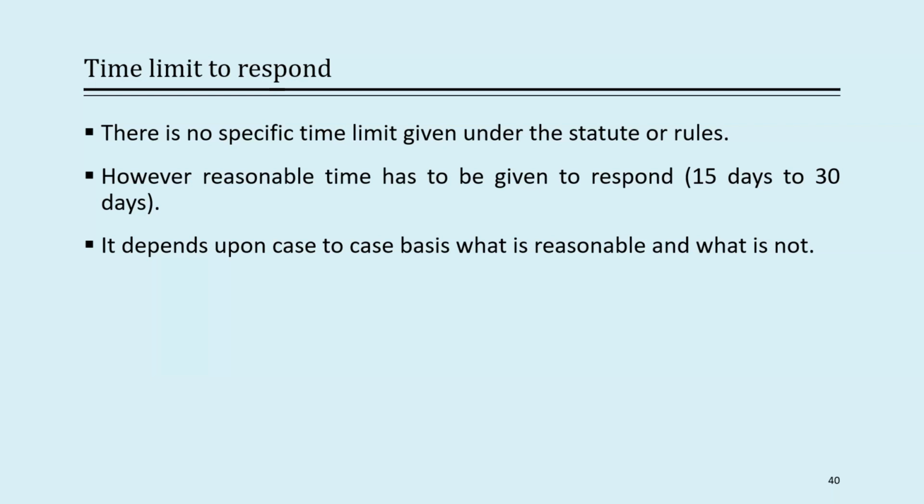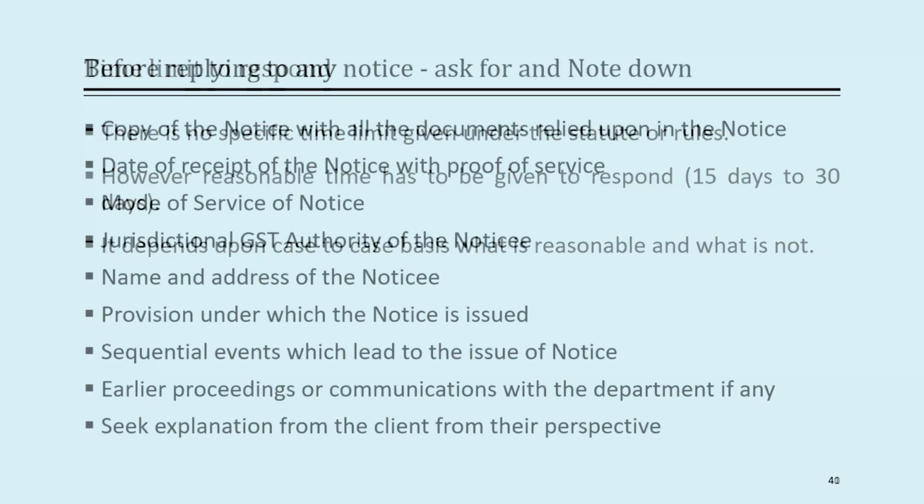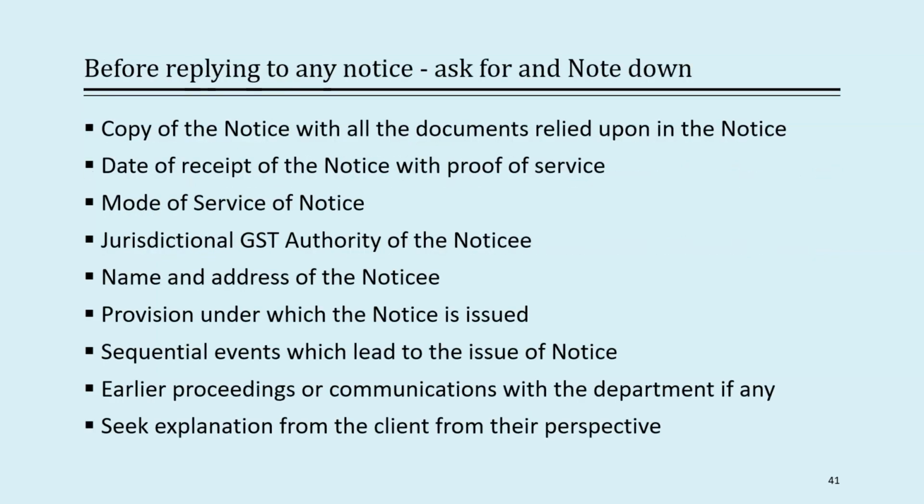Okay, wherever a specific time limit is not given in the law, 15 days to 30 days will be the reasonable time limit given by the departmental officer, and on a case-to-case basis, if required, we can ask for an extension of time. So what do we need to consider before responding to a show cause notice or any of the notices? First, we need to get the notice from the officer with all the supporting relied upon documents. At the end of any notice, they would have listed certain documents based on which the notice has been given. If you have only the notice, you cannot do a proper response. You should have all the supporting documents based on which the officer has issued the notice.